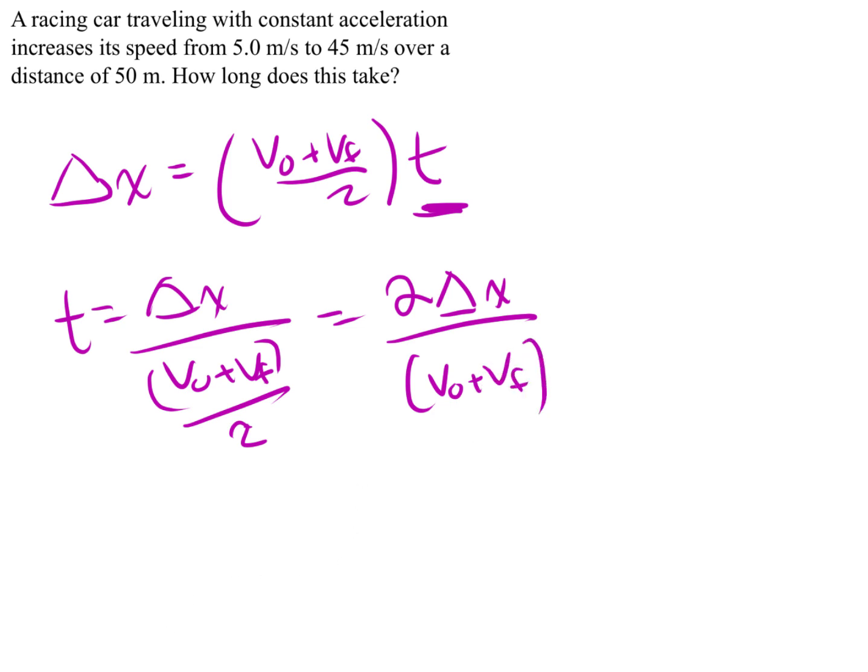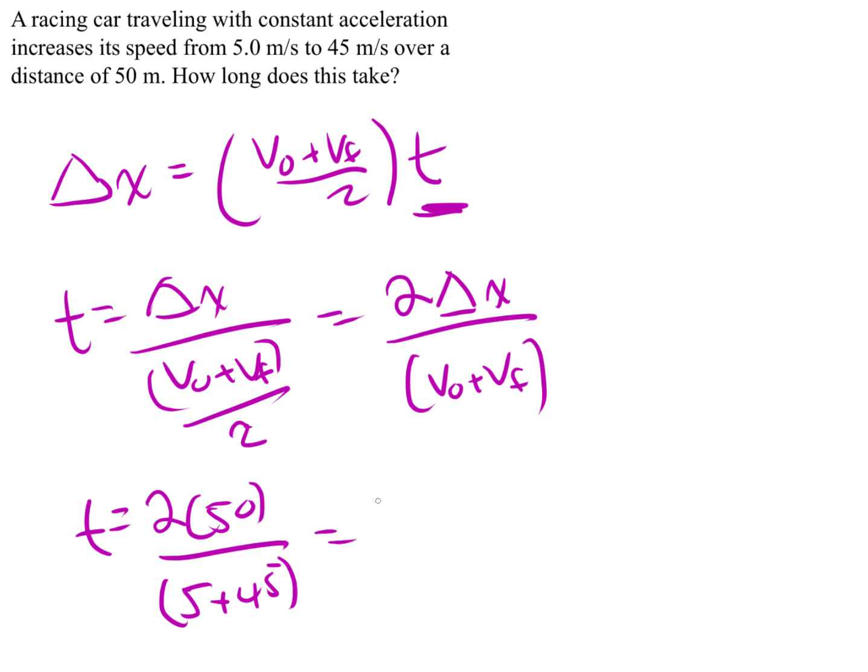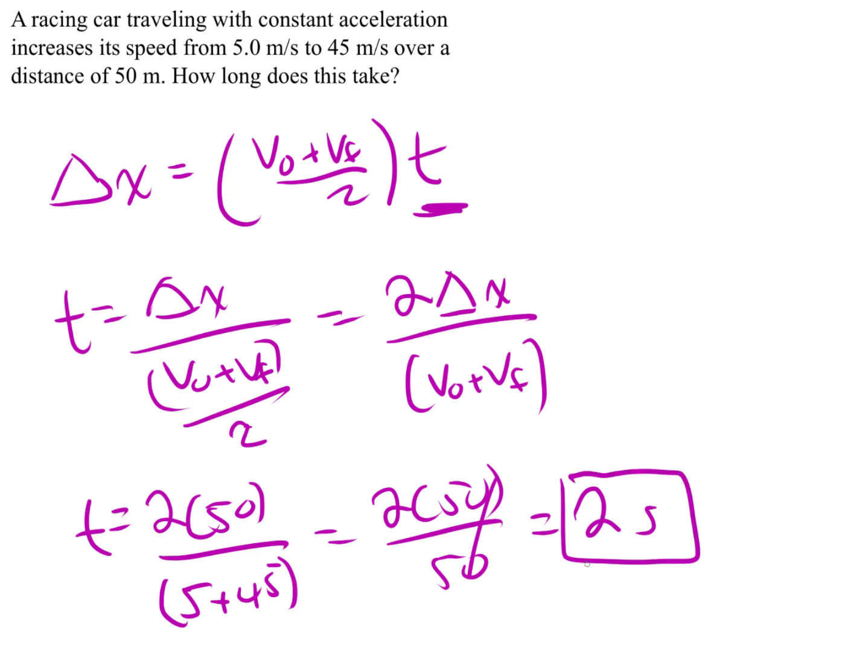So now all we need to do is just plug everything in. The time is equal to 2 times the displacement of 50 meters divided by the sum of the initial and final velocities of 5 and 45 respectively. So this just becomes 2 times 50 divided by 50, and these two cancel out, so you just get that the time it takes is just simply 2 seconds. And that is how you would solve this problem here.